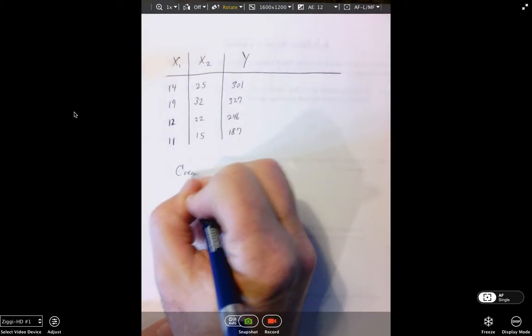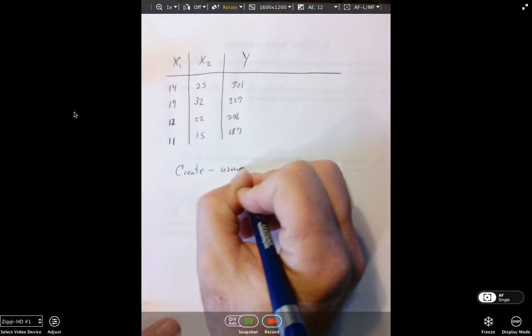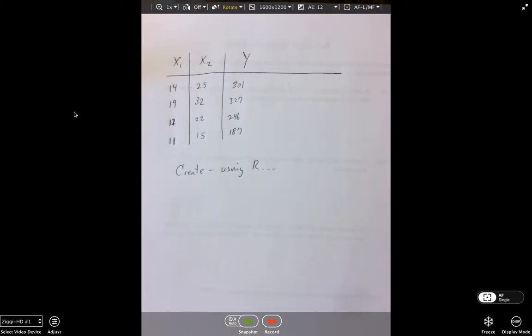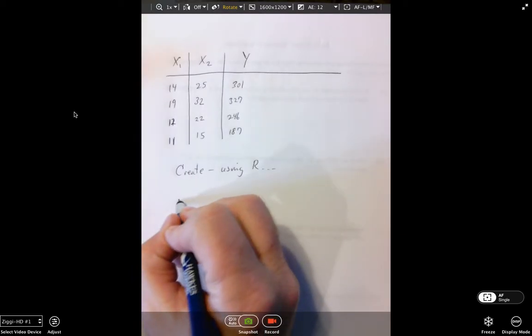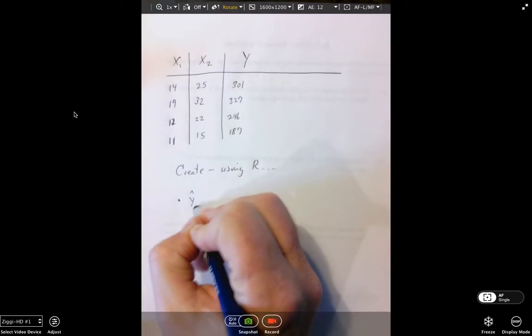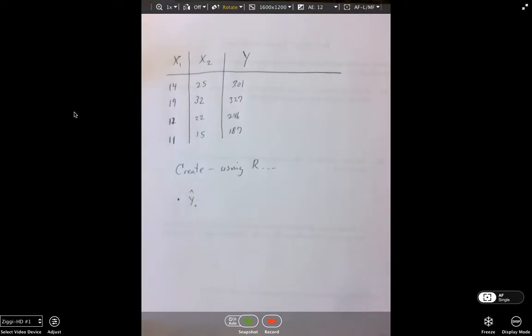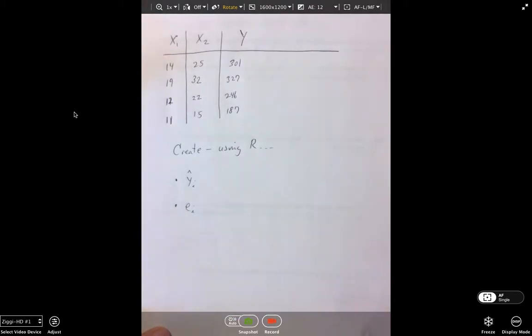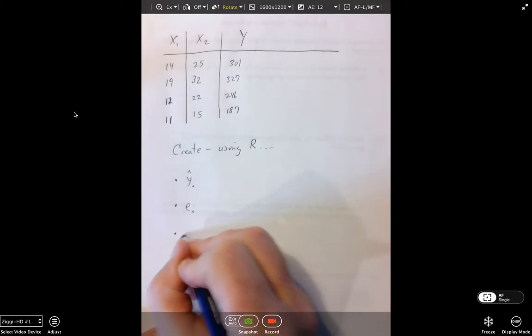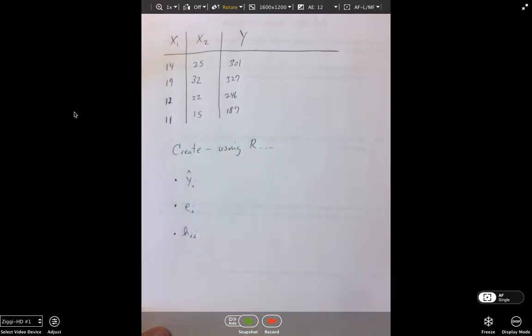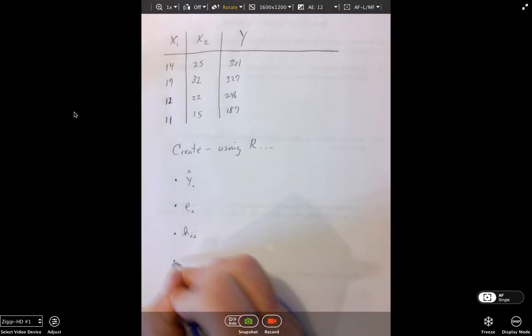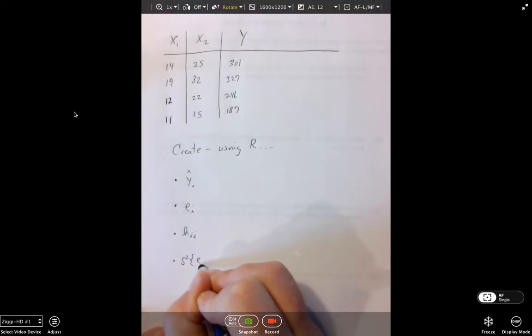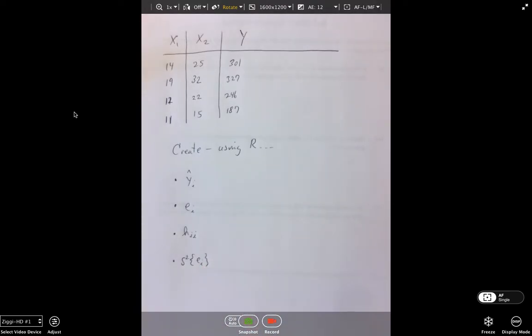And what I'd like to do, using R, is create the following. I'd like to first of all create our predicted values. I'd like to create the errors. I'd like to create the HII for each. And I'd like to create the variances for each of the errors.